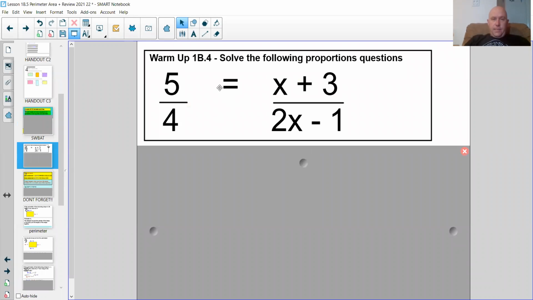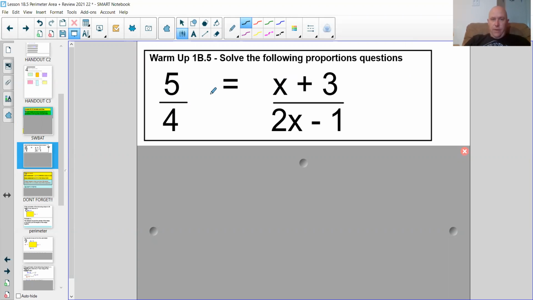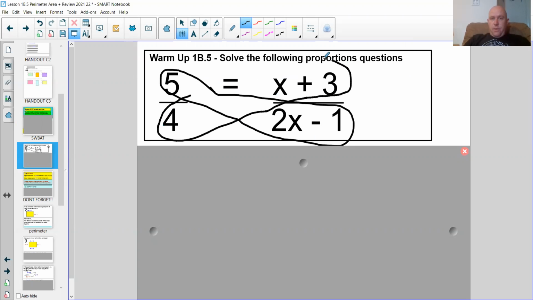There was a warm-up for this lesson, just to review the work from lesson 1B.4, and it's to do with proportions. So our proportions questions are where we have two fractions, fraction equals fraction, and we're looking at cross multiplying or using that butterfly method, as some of you learned when you were in middle school.